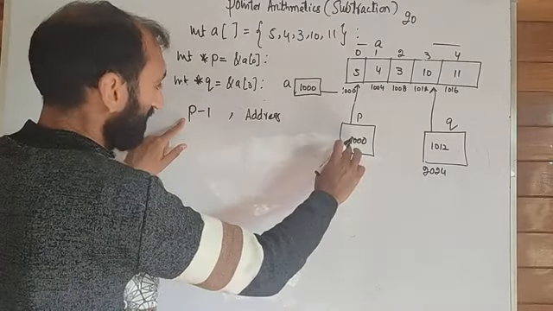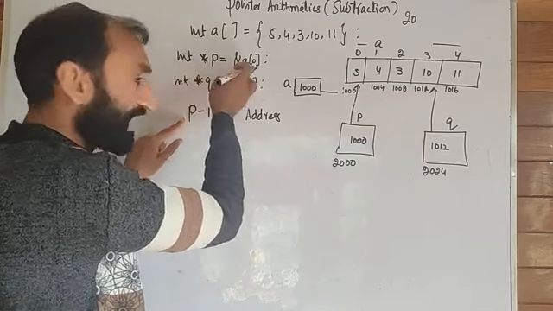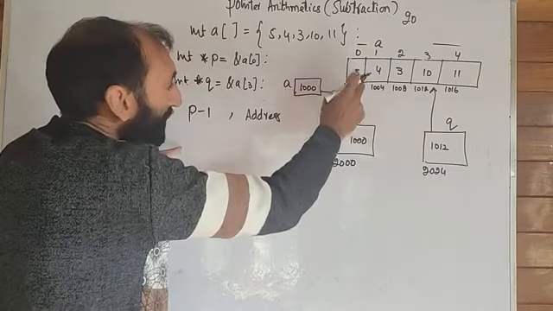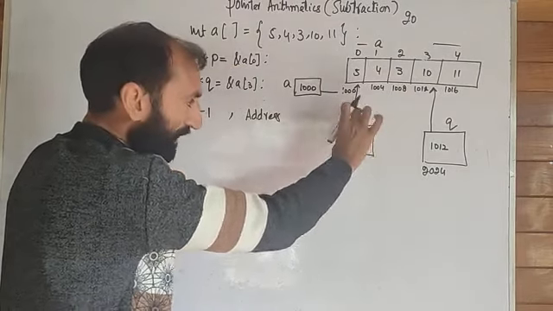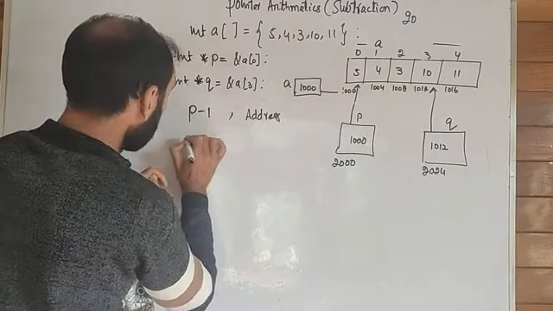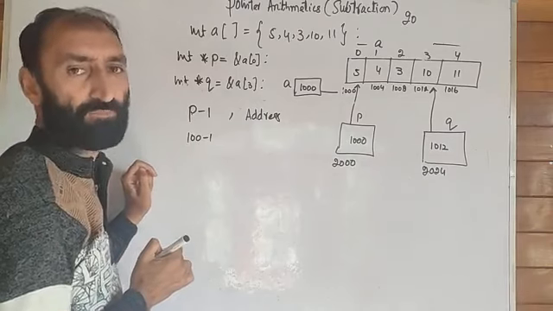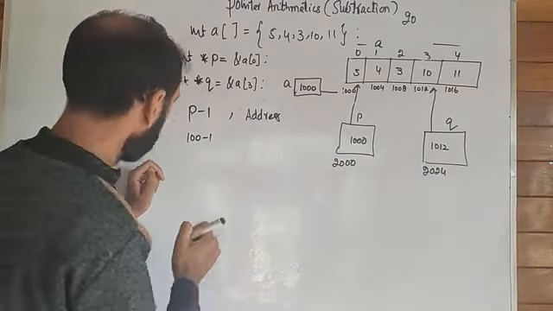P is a pointer. What does a pointer store? A pointer stores the address, here the address of A of 0. What is the address of A of 0? That is 1000. 1000 is stored in P. That means P contains 1000, so P minus 1 means 1000 minus 1.